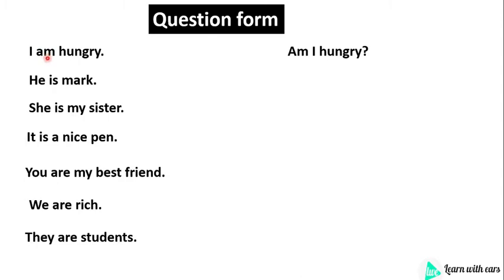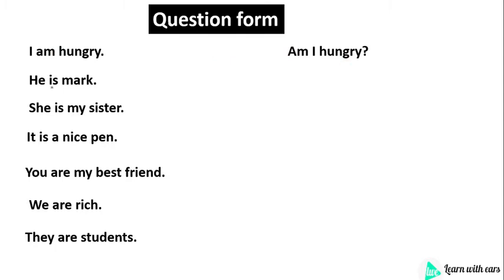Okay, to be. It is a helping verb. So first we are using the subject, then we are using the helping verb, because this is a statement. And here, when we change the place, it becomes a question. So this is a statement and this is a question.